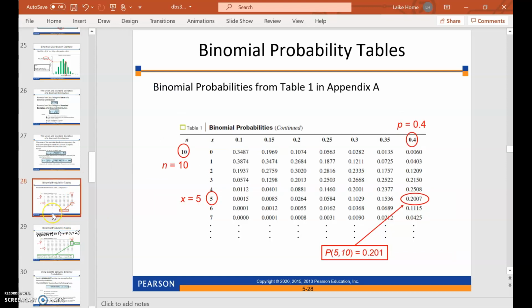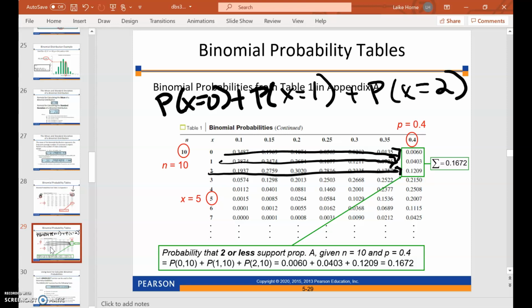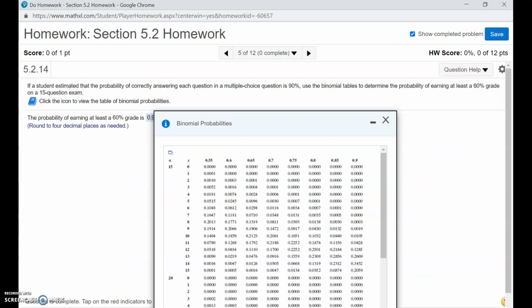So when you go to your table, you look for N and you go to 10, and then you want to come over to 0.40. So you look for P, probability of success. And if you wanted to know 2 or less, well, here's 2, 1, and 0. So you would just go to the table and you would add those up. So now let's go back to our problem and do the same thing.